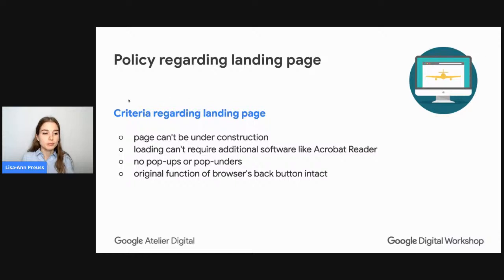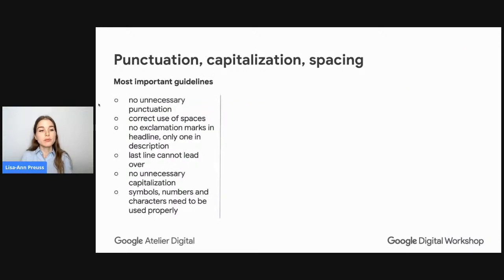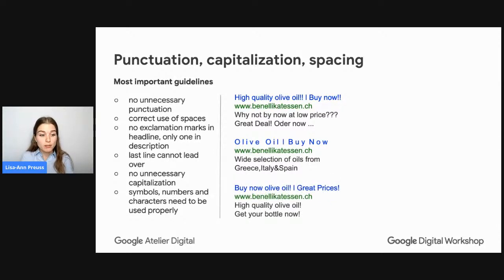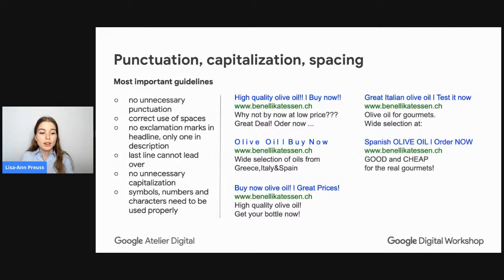Also, punctuation, capitalization, and spacing is important. Make sure you don't have any unnecessary punctuation, you use spaces correctly, there's no exclamation marks in your headline, and only 1 in your description. The last line shouldn't lead over into anything suggestive or use a colon, as you can see here. There shouldn't be any unnecessary capitalization, and symbols, numbers, and characters need to be used properly.